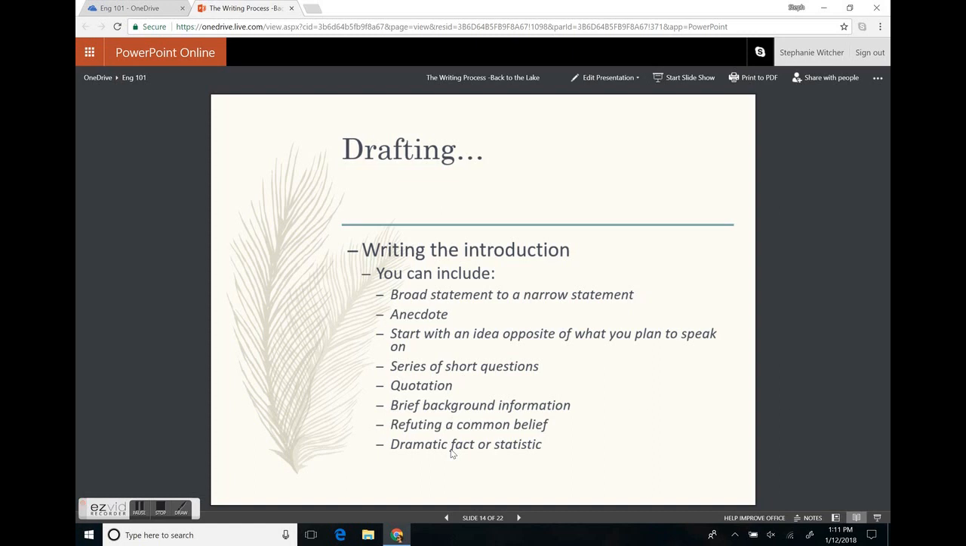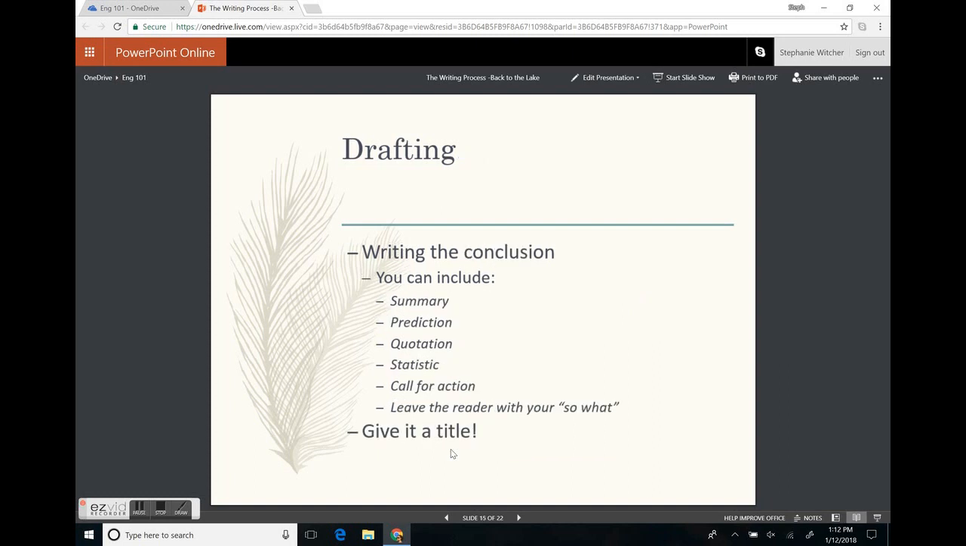Refute a common belief. Maybe most people believe something, and the point that you're going to present is that actually what your topic is more true. So refuting a common belief is good. And then a dramatic fact or statistic. Of course, that requires a little bit of research, which is okay. You'll still have to document it. But it can be a really powerful way to get started. You can mix and match these. You could do 2 or 3 of them in an introduction to really flesh it out. But again, don't forget, at the end of that introduction needs to be your thesis statement.